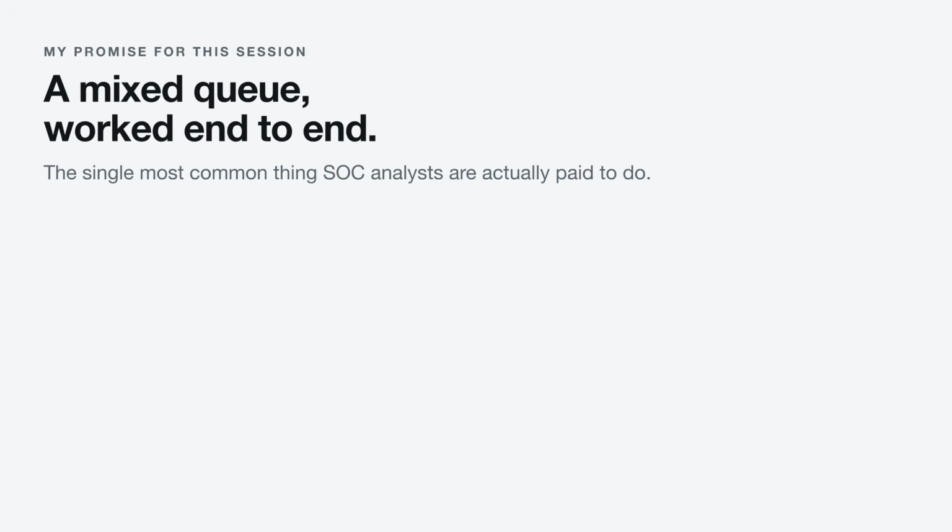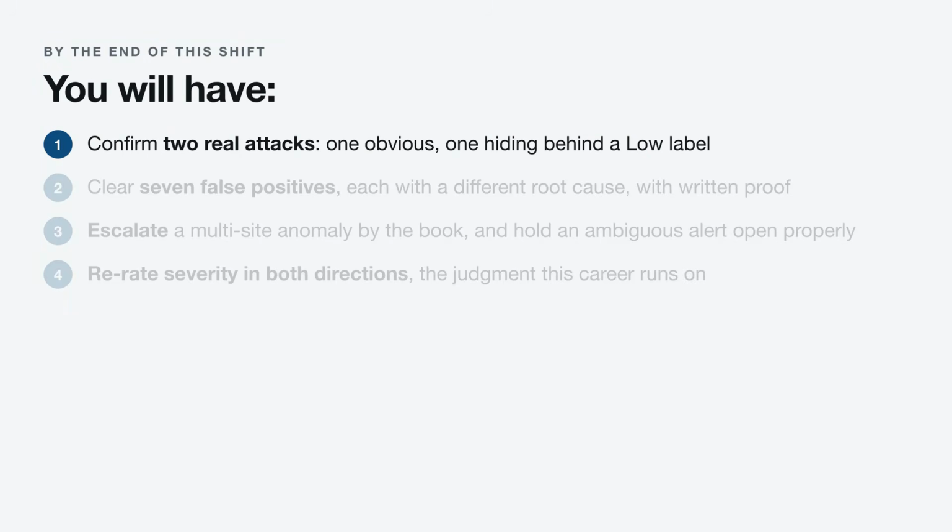So before we touch the first alert, here's my promise for this session, because I want you to know what you're earning. By the end of this shift, you'll have done the single most common thing SOC analysts are actually paid to do, and done it properly. Worked a mixed queue, end to end. You'll have confirmed 2 real attacks, one obvious, one hiding behind a low severity label. You'll have cleared 7 false positives, each with a different root cause, and written down proof, not vibes.